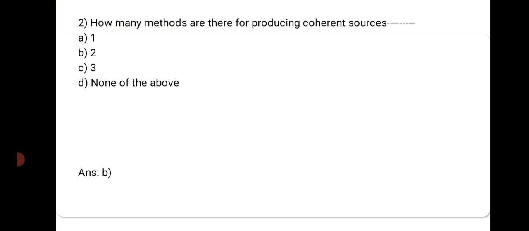Question number 2. How many methods are there for producing coherent sources? Option A, 1; option B, 2; option C, 3; option D, none of the above. There are two methods, therefore the answer is option B, that is two methods.